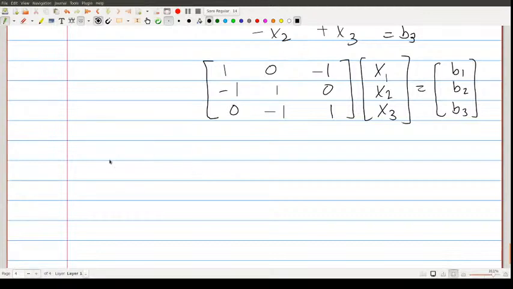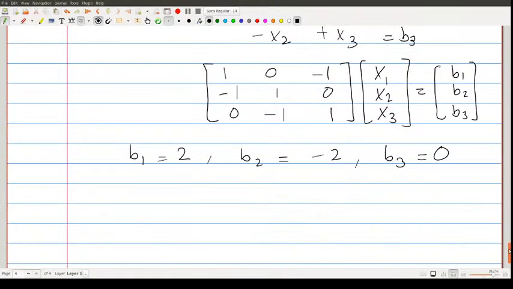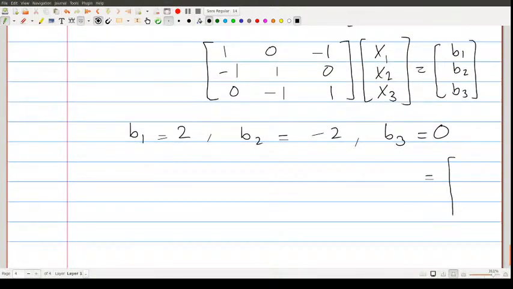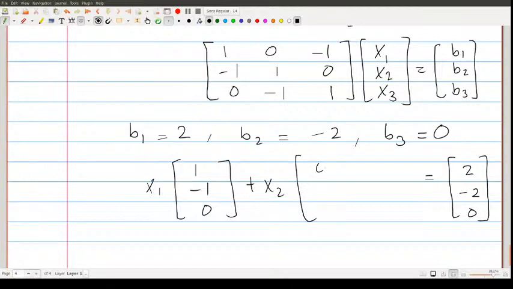So I take b1 as 2, I take b2 as minus 2, and I take b3 as 0, right? So I'm trying to solve the system which has the right hand side as 2, minus 2, 0. This is my system, and I can view the left hand side as a linear combination, right? So x1 times (1, minus 1, 0) plus x2 times (0, 1, minus 1) plus x3 times (minus 1, 0, 1). Right, let's try to solve this system.